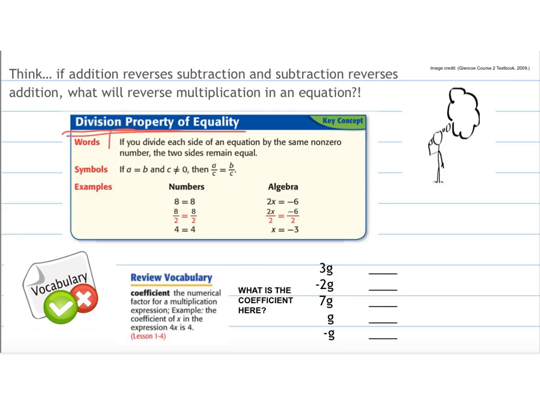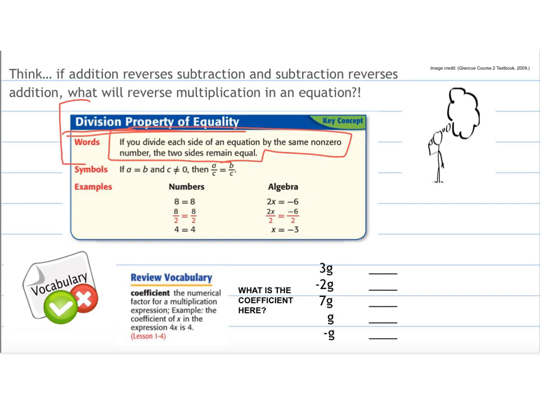And this tells us that if you divide each side of an equation by the same non-zero number, the two sides will remain equal. So remember, if we added or subtracted the same number on both sides of an equation, it kept the equation the same. Now we're doing that for division, the opposite. So make sure you have the division property of equality, and you can just write: if you divide each side of an equation by the same non-zero number, the two sides remain equal.